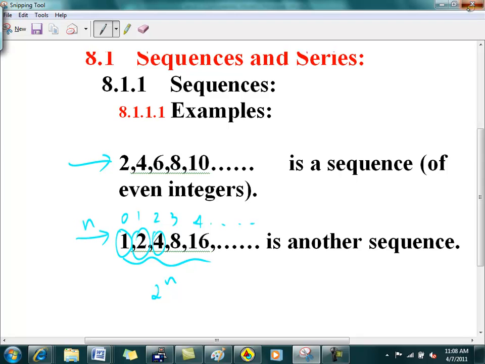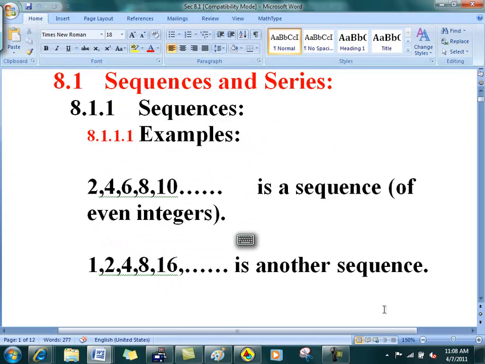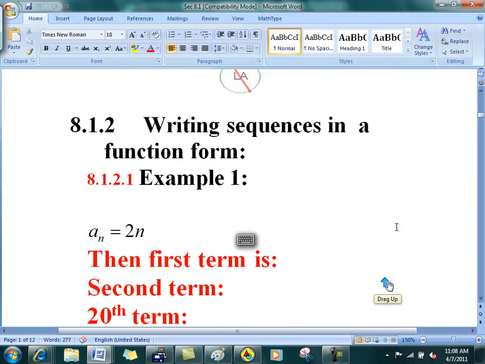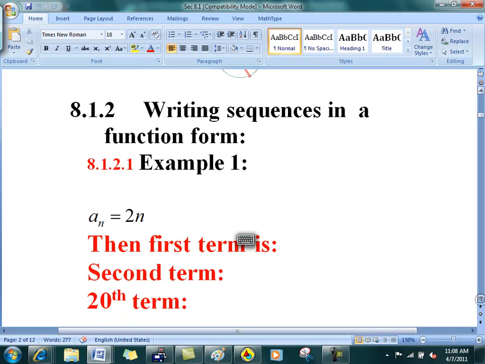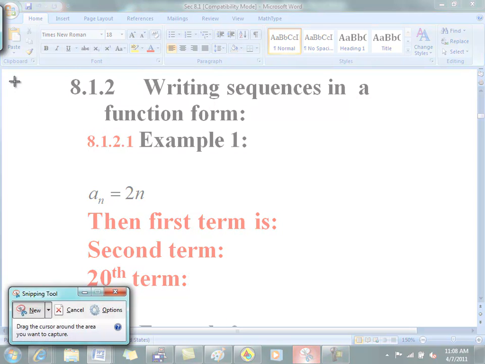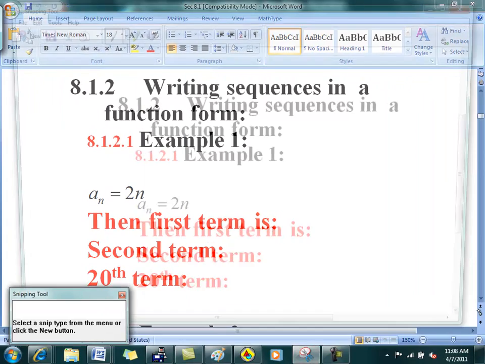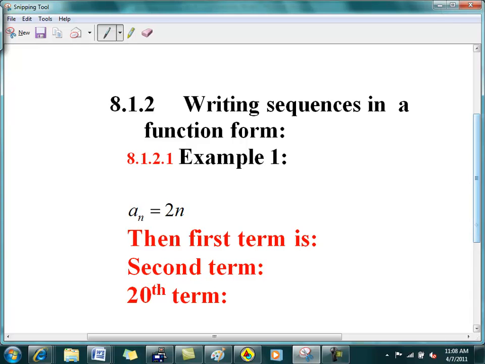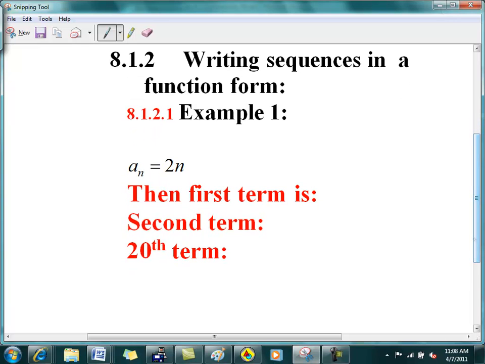Okay. Let's talk about how to write sequences. There are two different ways of writing sequences. The first one is called a functional form. And by that I mean that it is explicitly a function of n.